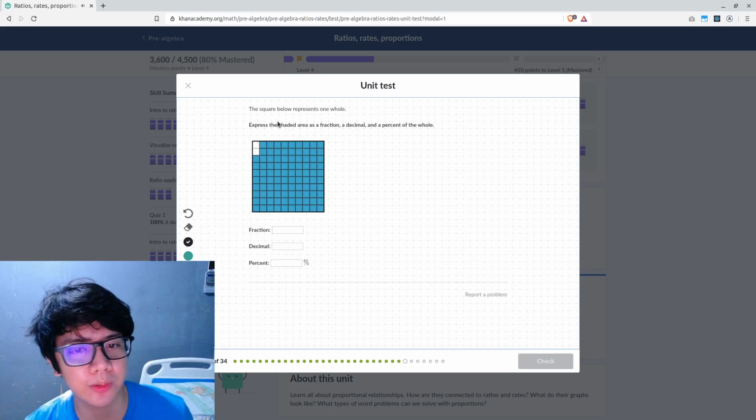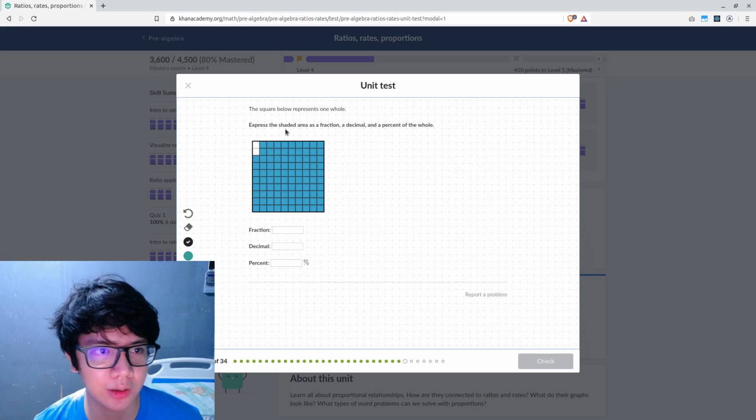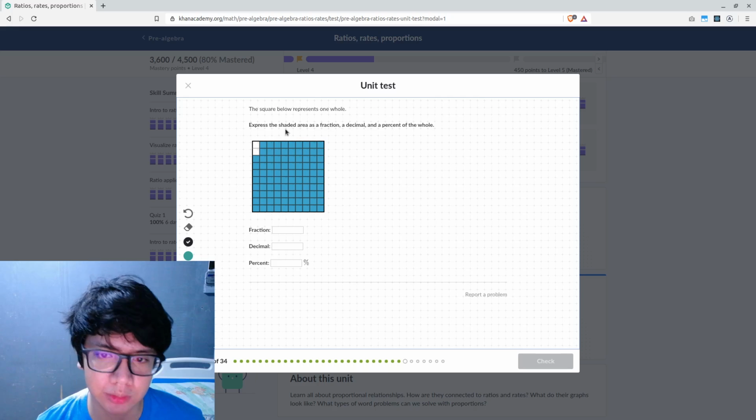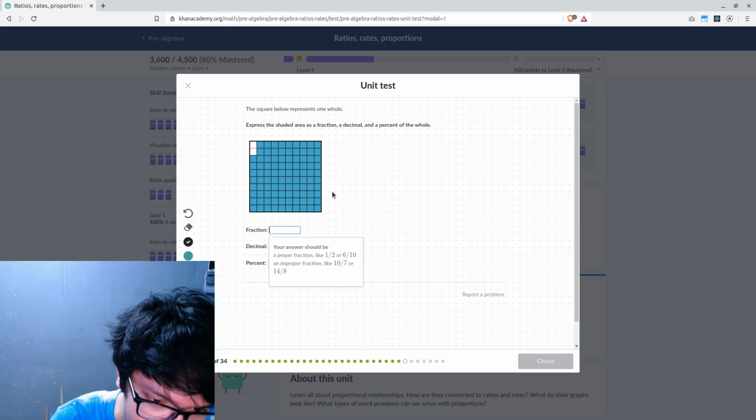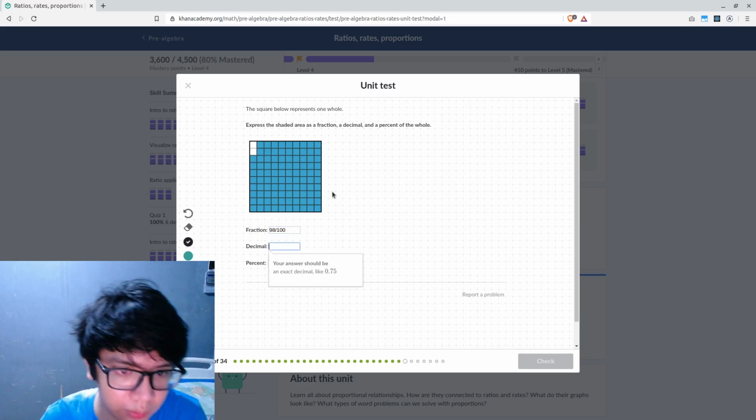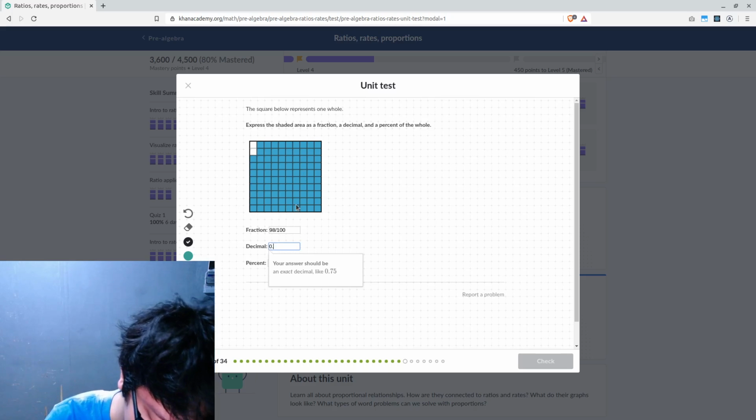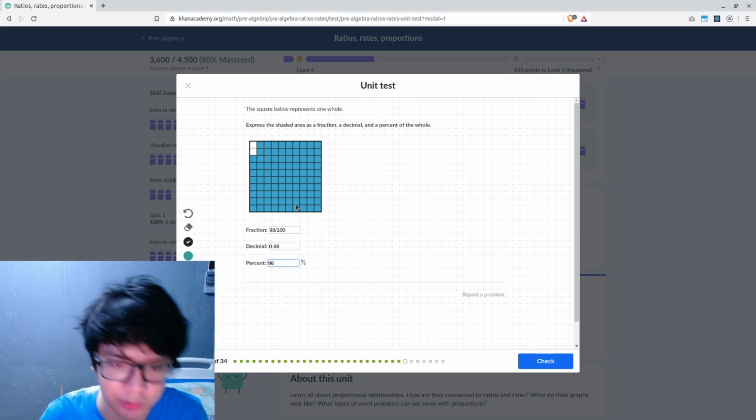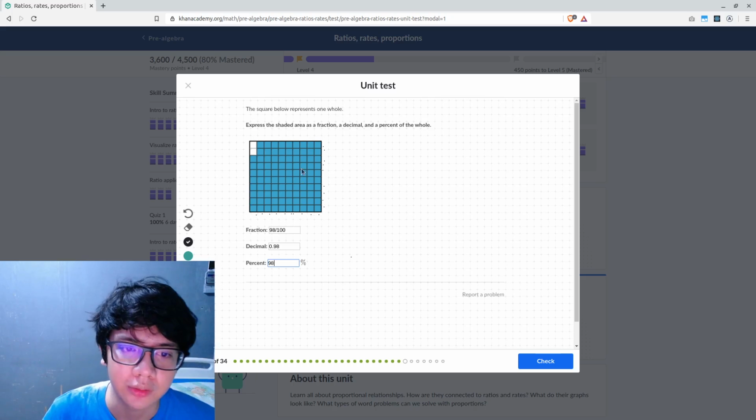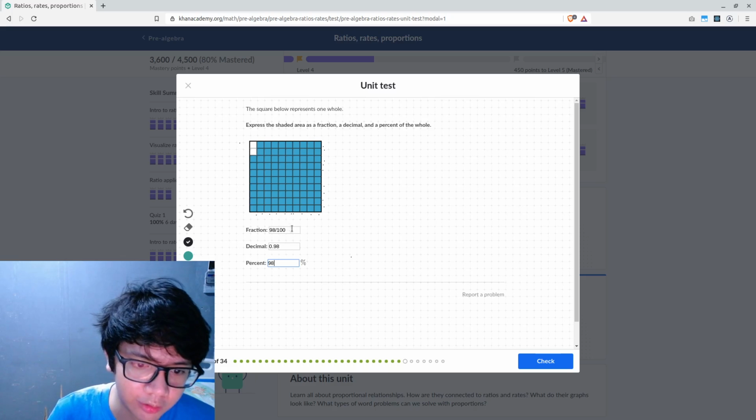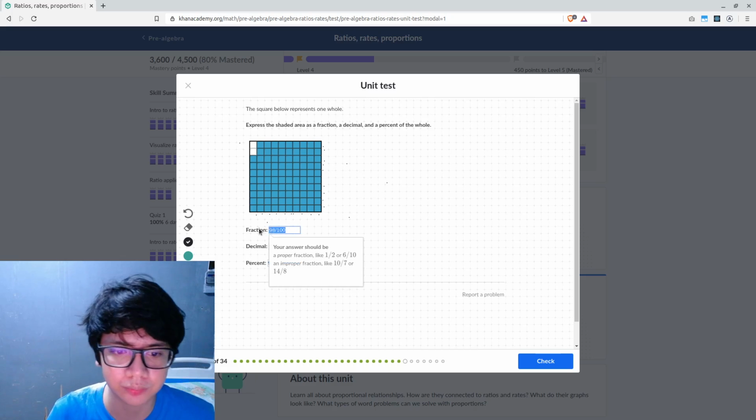The square below represents one whole. Express the shaded area as a fraction, decimal, and percent of the whole. So as a fraction, this is 98 over 100. Decimal 0.98, and percent is 98%. Let's just check again. 1, 2, 3, 4, 5, 6, 7, 8, 9, 10. It's 100 minus 2 is 98. A fraction, 98 over 100.